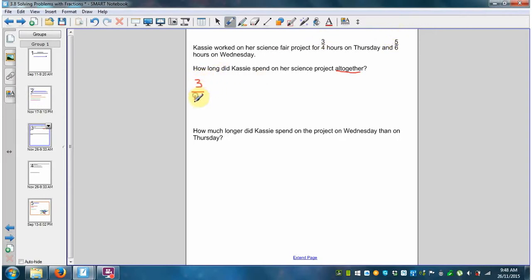3 over 4 plus 5 over 6. Okay, so when we're adding fractions, remember we need a common denominator. So a common denominator between 4 and 6, I'm going to choose 12. And this is grade 7 stuff. Okay, 4 times what gives me 12? I had to multiply 4 by 3 to get 12. So whatever I do to the bottom, I need to do to the top. So 3 times 3 is 9.